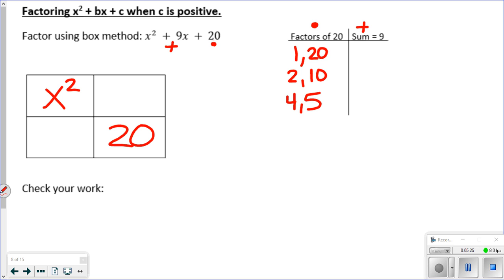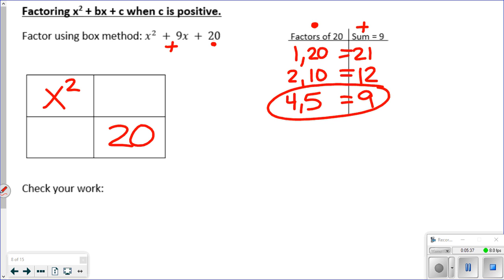Okay, use your factors chart or a multiplication chart to help you if you need it. When we add these, we get 21. It doesn't work. 12, that doesn't work. 9. So these two are our factors here. So I'm going to write 4x here and 5x here. And remember, if you switch these, it doesn't matter. You're still going to get the same answer. So let's try to fill in.